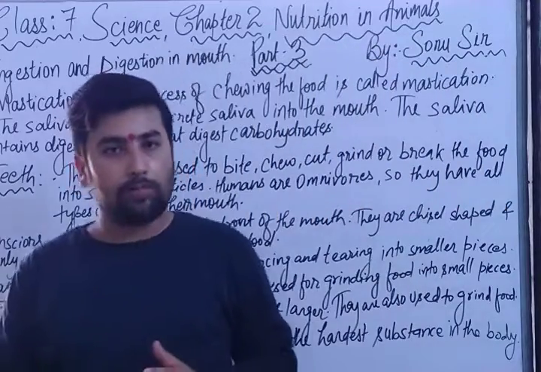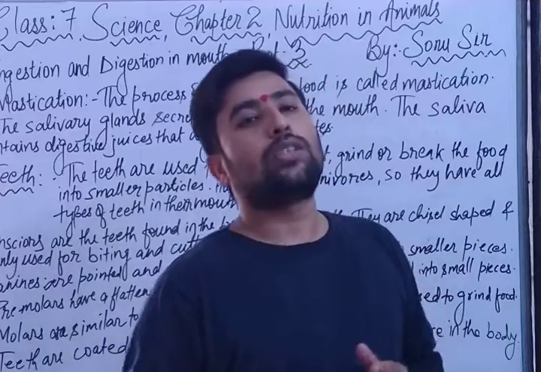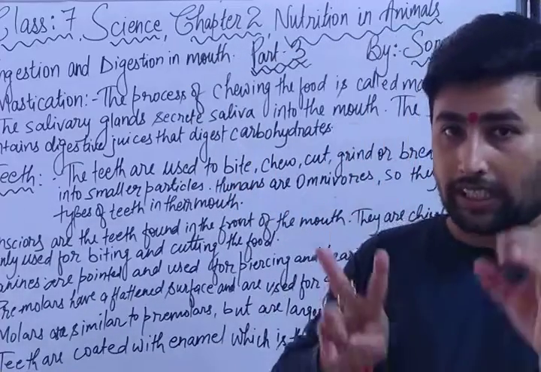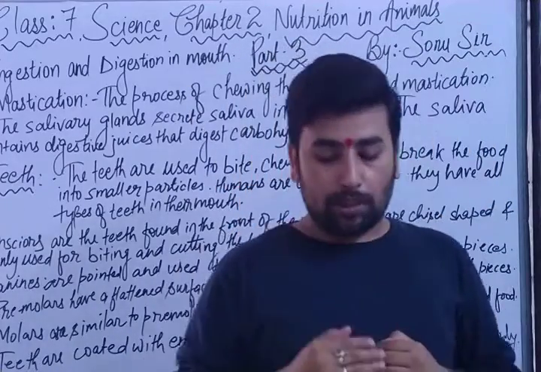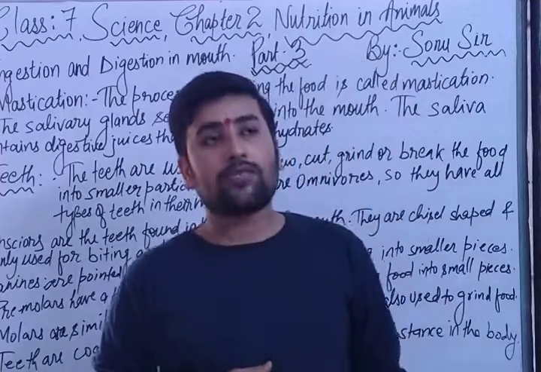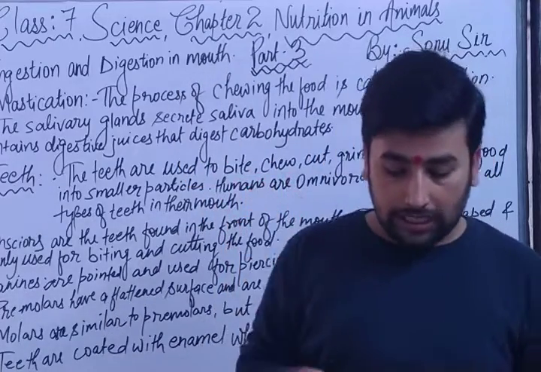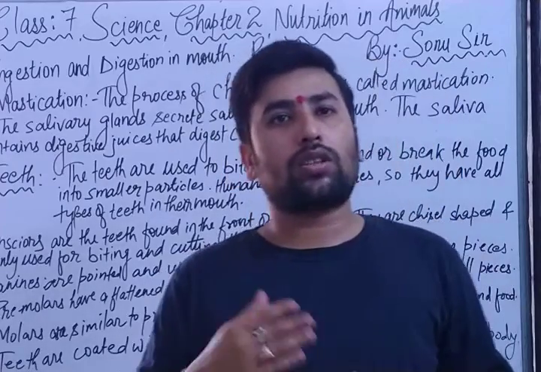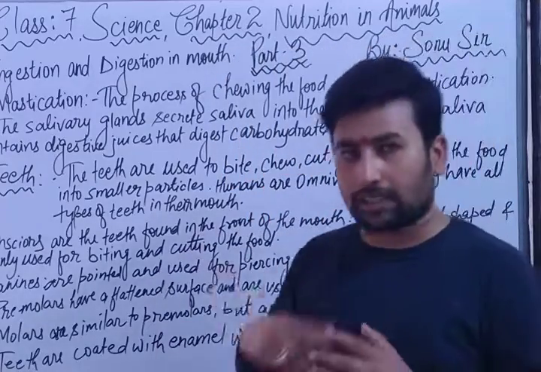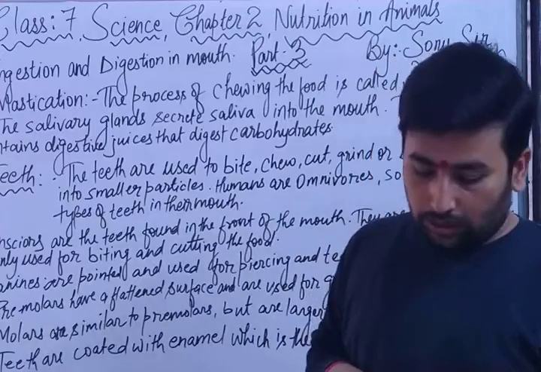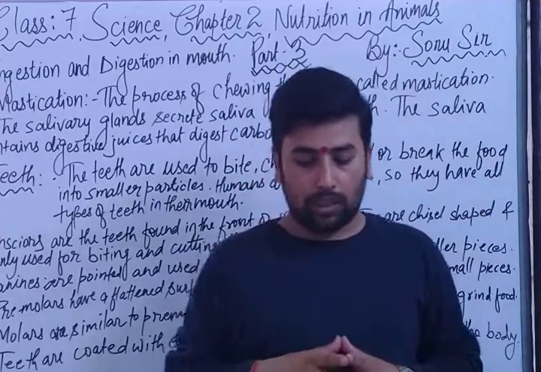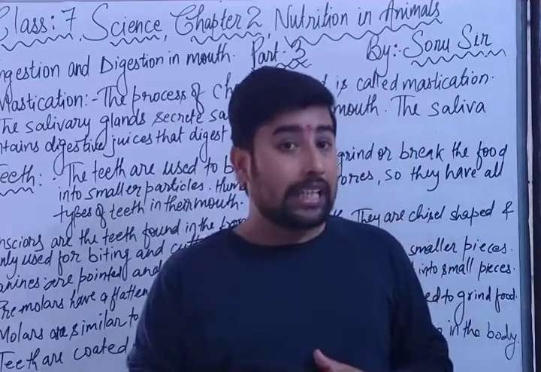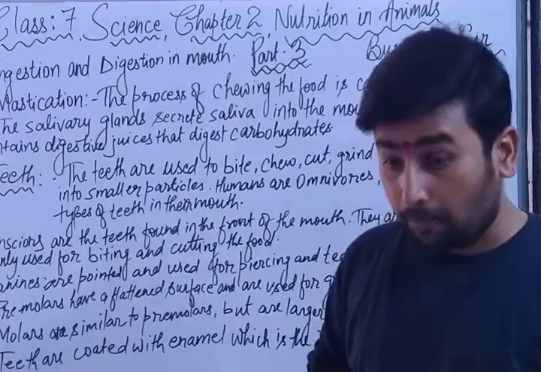As the baby grows up, they have milk teeth. The total number of milk teeth is 20. How many? 20. 10 in the upper jaw and 10 in the lower jaw. From the age of 5, the roots of milk teeth gradually loosen, meaning slowly you will see the milk teeth start falling off one by one, and then those milk teeth are replaced by permanent teeth.